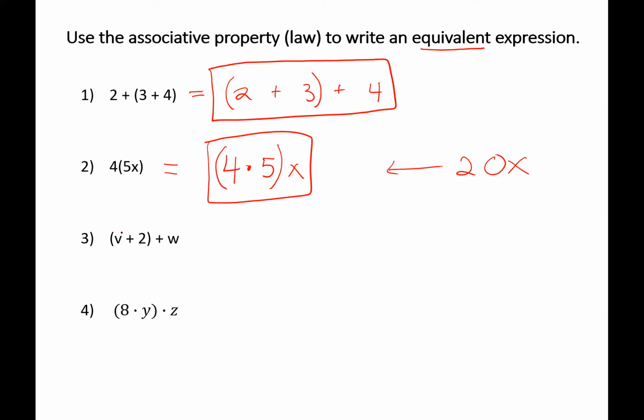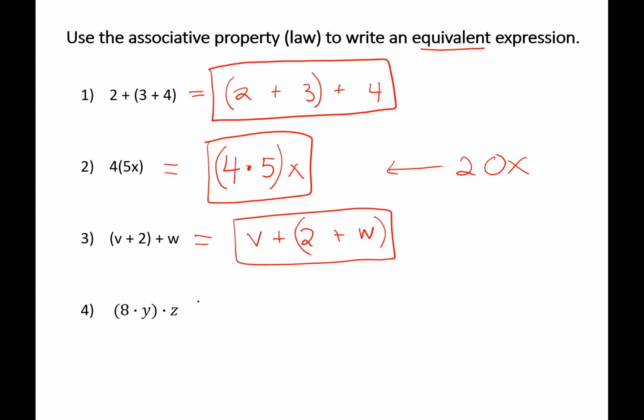Okay, number 3, in parentheses, v plus 2, close parentheses, plus w. When I rewrite this, I will rewrite v plus 2 plus w. Instead of keeping the parentheses around v plus 2, I'm just going to shift them over and put them around the 2 plus w. So my final answer is v plus parentheses 2 plus w, close parentheses.